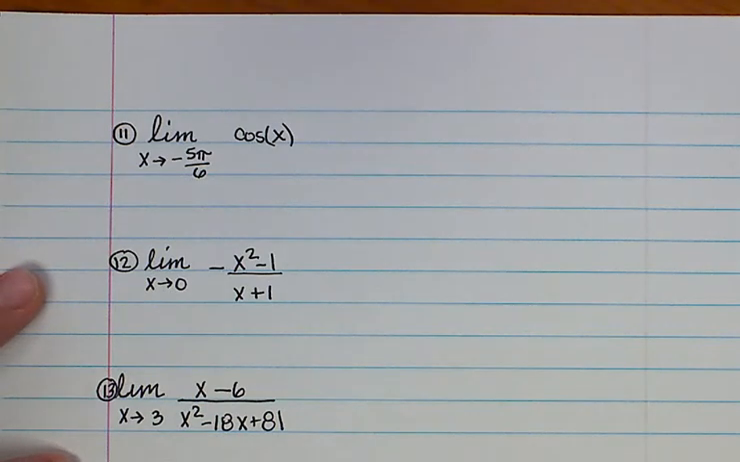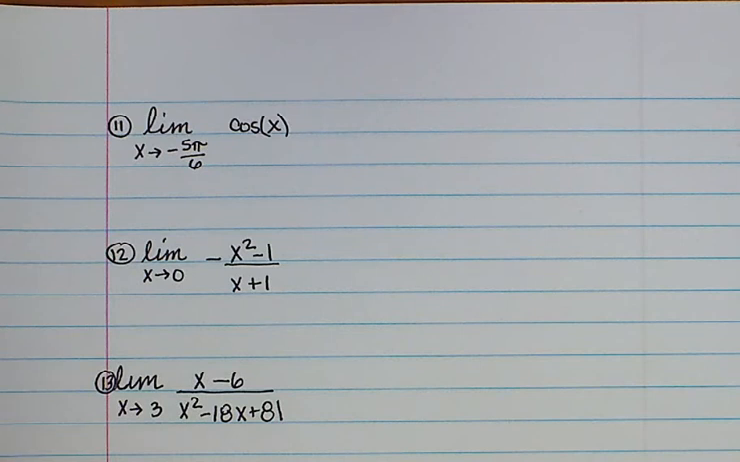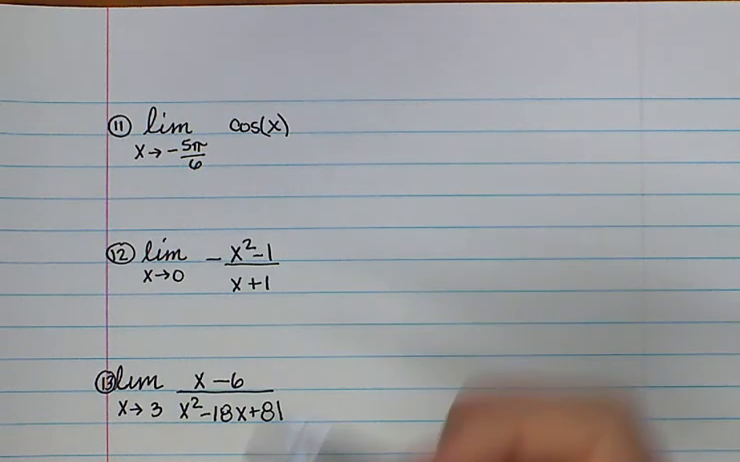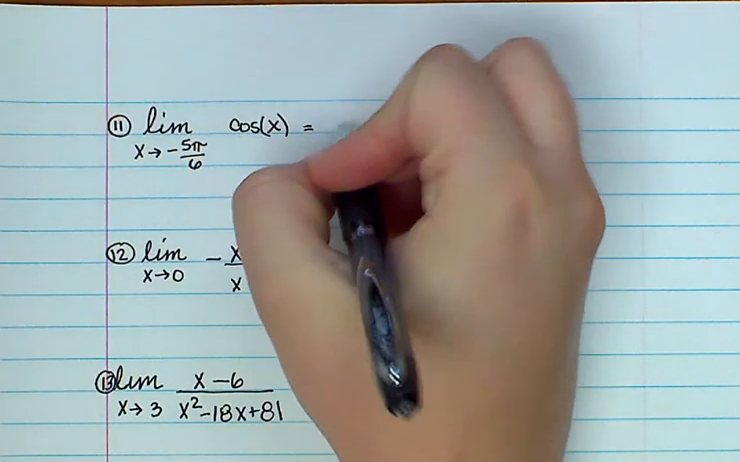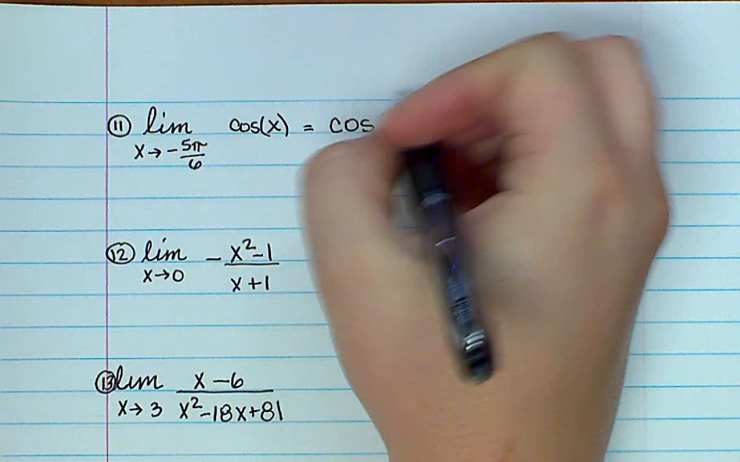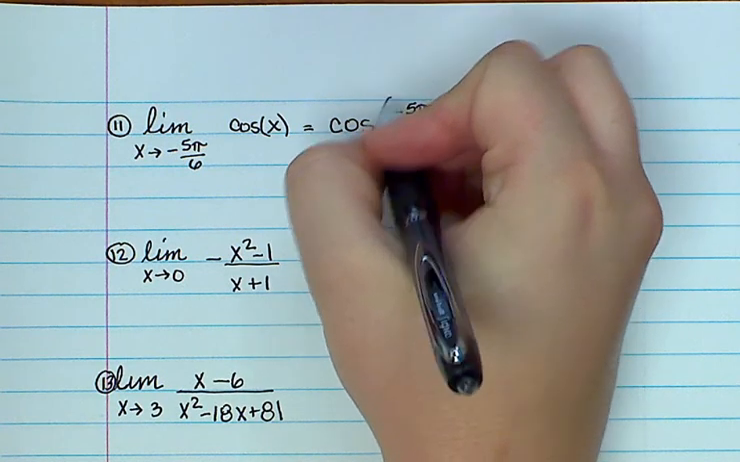I'm going to start out on number 11. So I have the limit as x goes to 5 pi over 6 of cosine x. We always want to start with direct substitution first. It's the most straightforward. So let's start with cosine of negative 5 pi over 6 and see if that gives us a value.